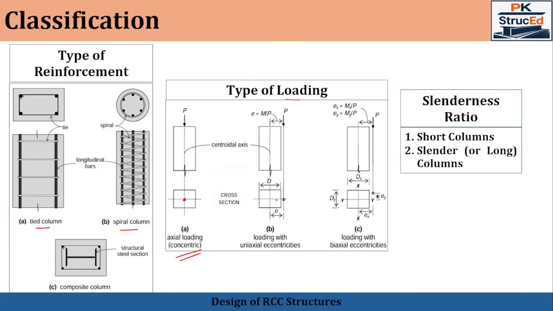In the second case, if the load has eccentricity with respect to one axis, whereas with respect to the other axis it lies on the axis itself, that type of column is subjected to loading with uniaxial eccentricity or uniaxial bending. And the third case is if the load has eccentricity with respect to both axes, then the column is subjected to biaxial bending. In this lecture, we focus on short columns which are axially loaded.